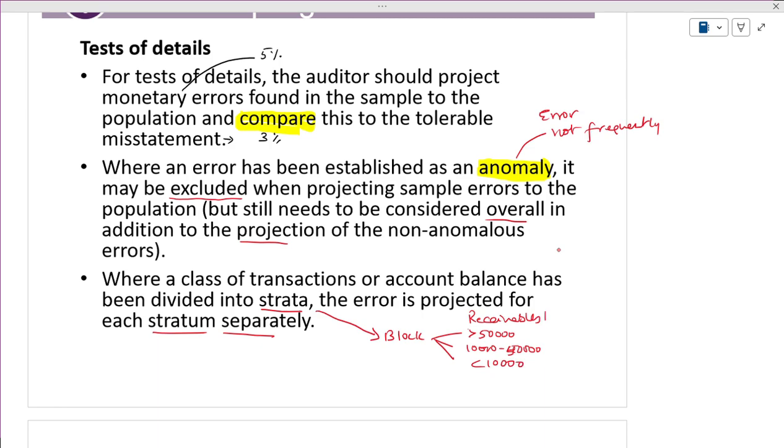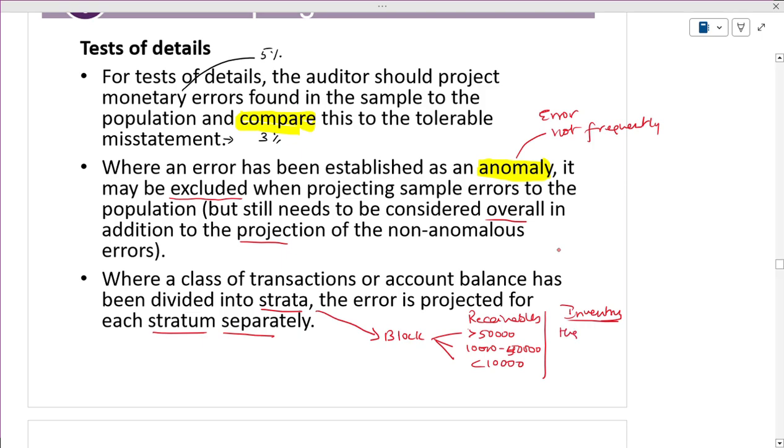Likewise, when you are dividing it into different strata, it is good. Again, the error is projected for each stratum. You are talking in terms of inventory. We are talking about inventory. Again, in inventory you will have fast moving inventory, slow moving inventory, obsolete inventory. You will have different classifications of inventory.